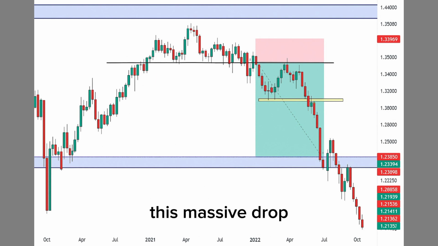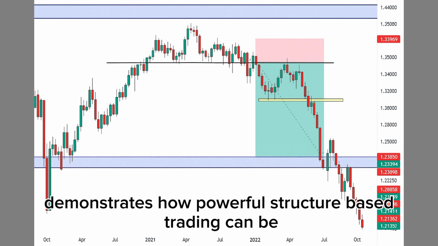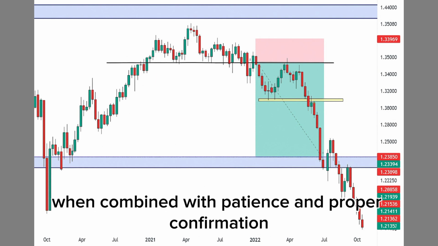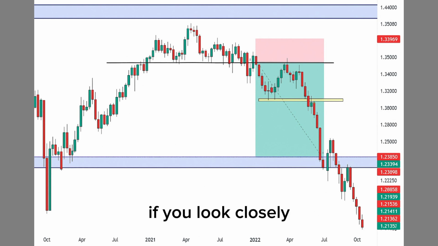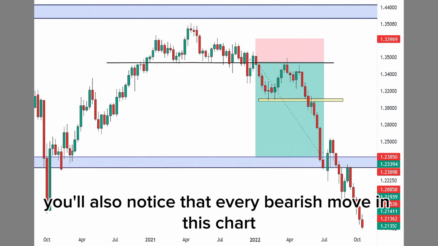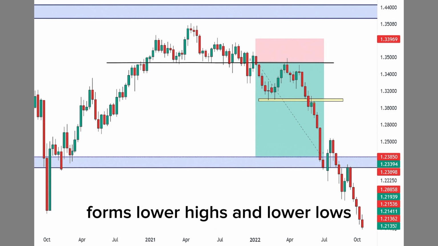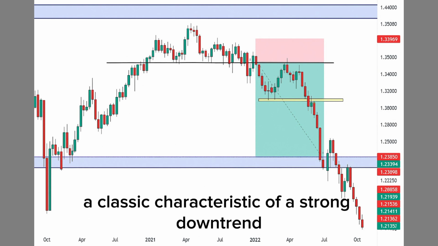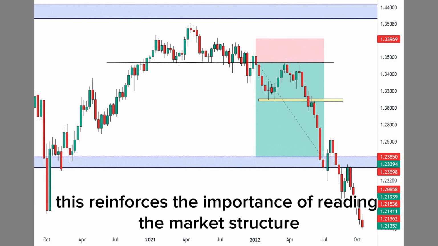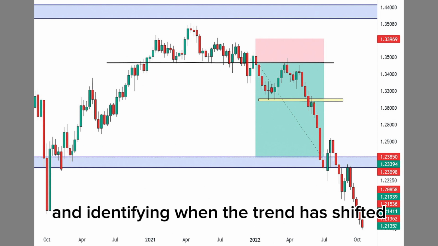This massive drop demonstrates how powerful structure-based trading can be when combined with patience and proper confirmation. If you look closely, you'll also notice that every bearish move in this chart forms lower highs and lower lows, a classic characteristic of a strong downtrend. This reinforces the importance of reading the market structure and identifying when the trend has shifted.